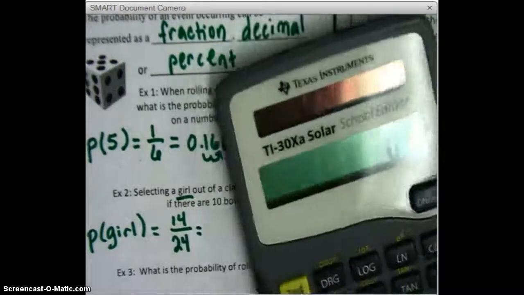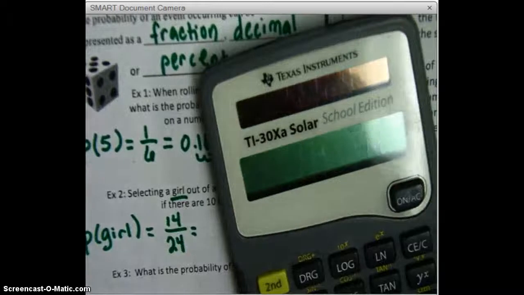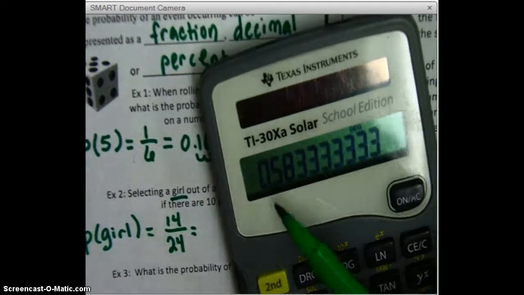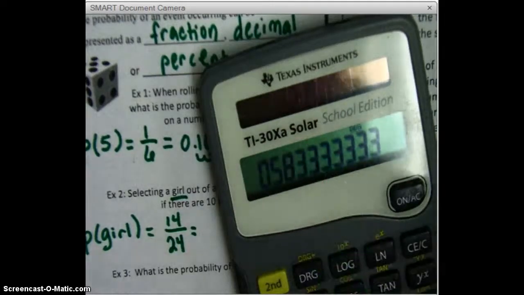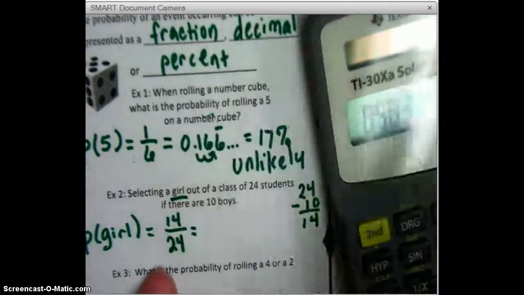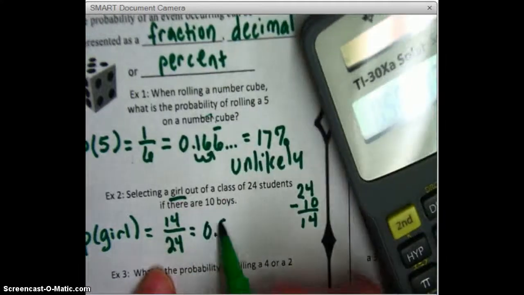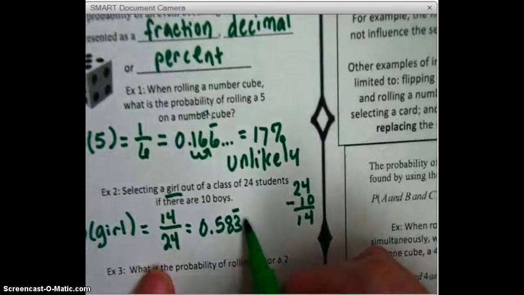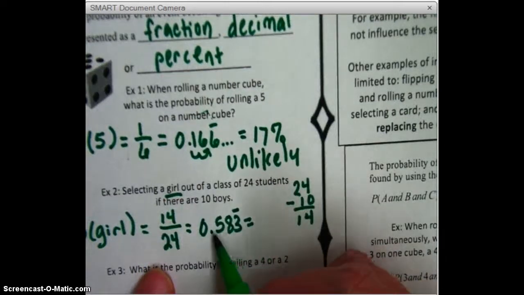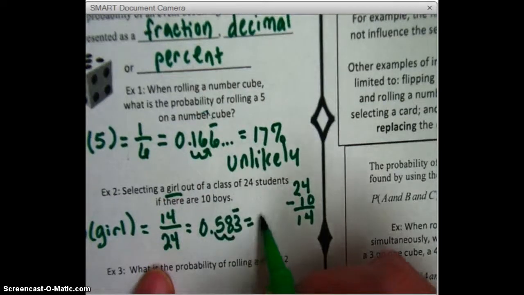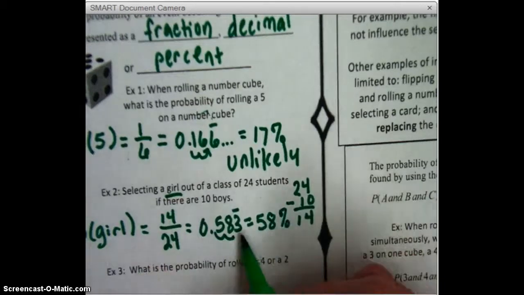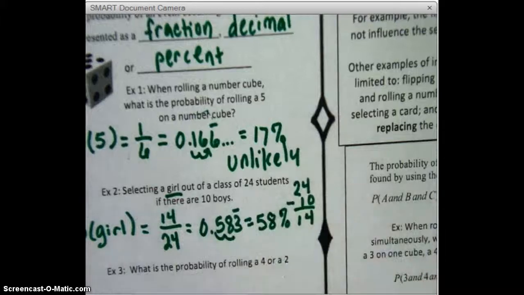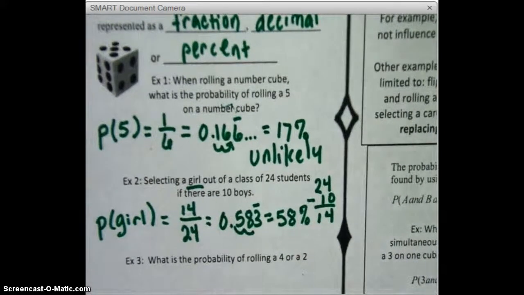So in your calculator, 14 divided by 24 gives you 0.583 repeating. It's a rational number because it's a repeating number. So we're going to say 0.583 repeating. We're going to convert this to a percent, so we're going to move this decimal 2 places to the right, and we'll just go ahead and round it to the nearest whole. So there's a 58% chance. That 3 does not make that 8 round up. So there's a 58% chance of picking a girl out of this class.